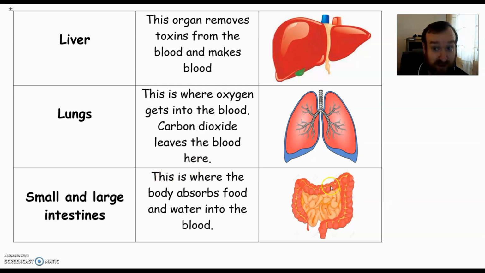Here's two organs, a little bit sneaky. The small intestine and the large intestine. The small intestine is where nutrients are absorbed, and the large intestine is where water is absorbed. Okay, it goes into the blood.